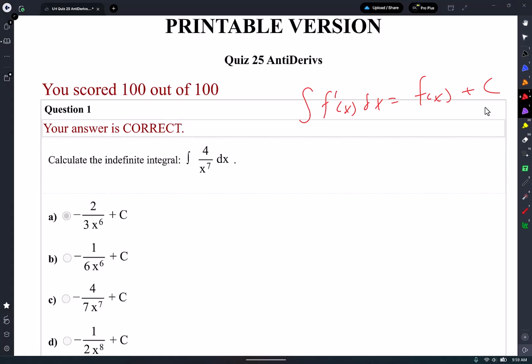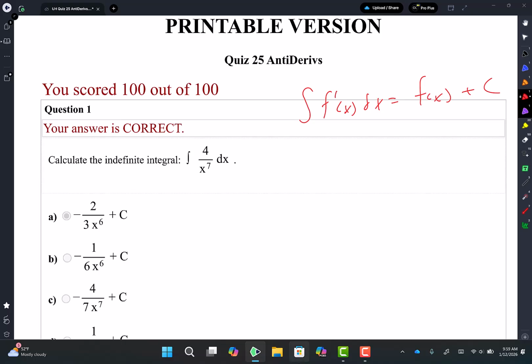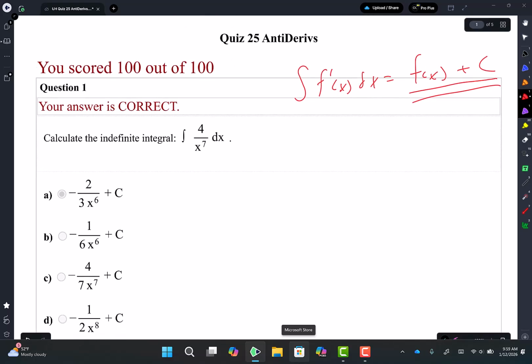Okay. All right, so here we go. You guys ready? This is all we're doing, guys. All we're doing is finding the antiderivative. So you see this integral here, and it says 4 over x to the 7th dx. This is your f prime right there. And we're doing the antiderivative of that. So rewrite it so it's easier for you guys.